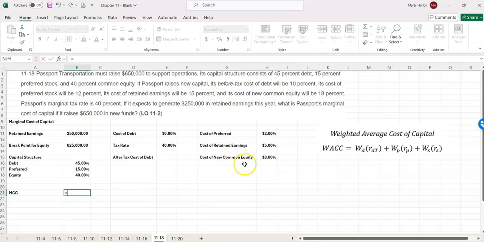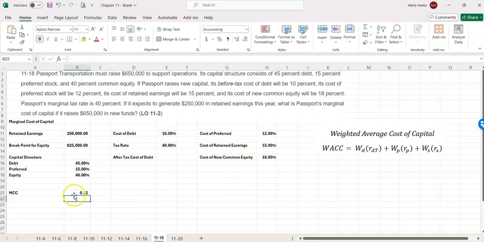So our marginal cost of capital is the cost of debt. Let's start with the weight. So the weight of debt times the cost of debt, and then we multiply that by 1 minus the tax rate to give us the after-tax cost of debt. And then plus the weight of preferred times the cost of preferred, the 12%, then plus the weight of equity. And remember, we have to use the cost of new common equity here.